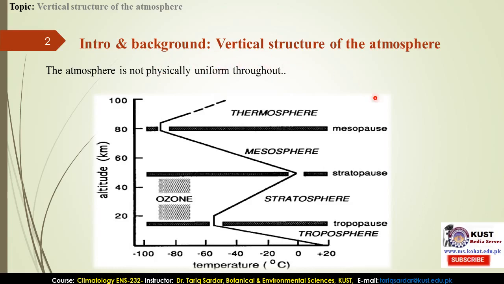Some gases remain the same in one place of the atmosphere, but throughout the atmosphere there is no uniformity, no such commonness in the physical structure of the atmosphere. Here we are discussing the vertical structure of the atmosphere. The commonly accepted delineation of the atmosphere into a series of layers is based on temperature.